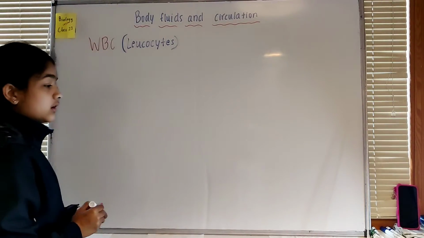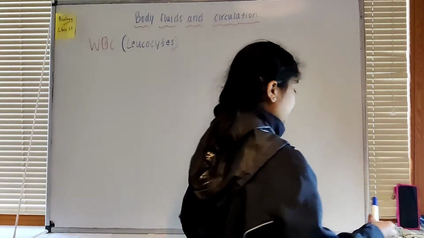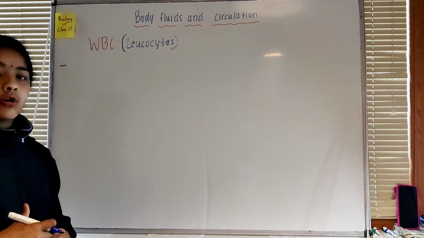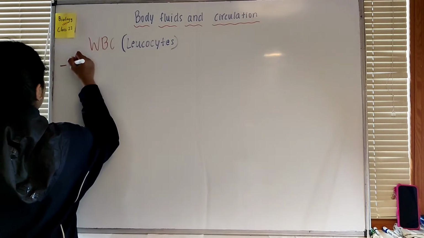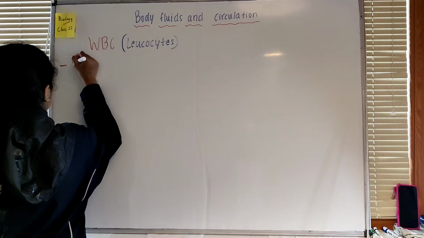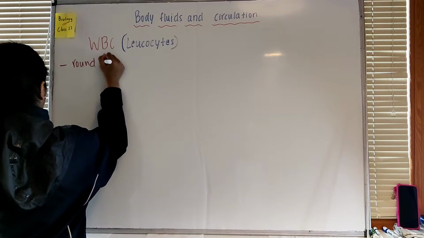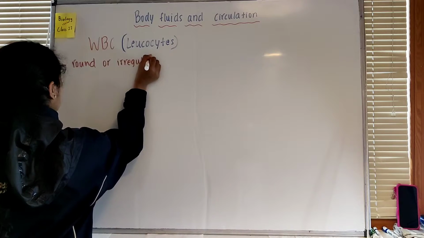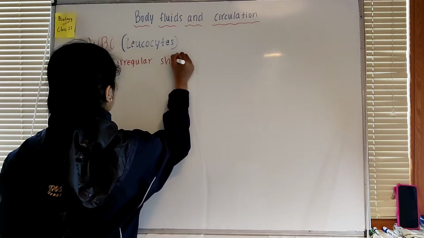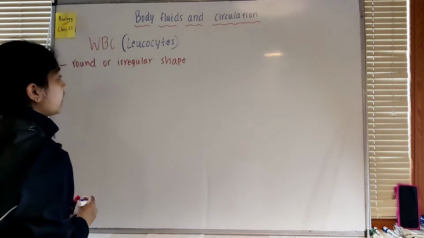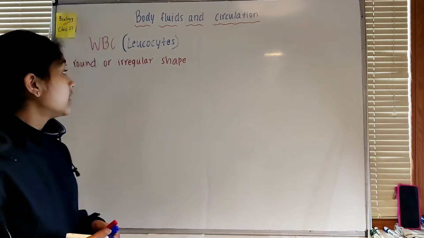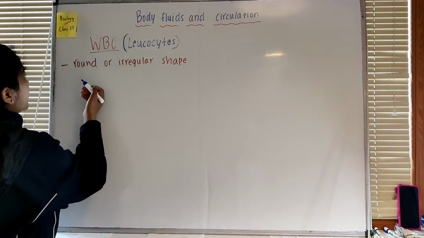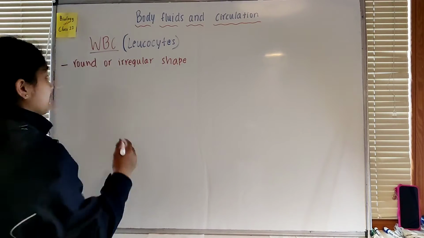Now, the leukocytes, their nucleus or even the cell can be round or irregular in shape. In red blood cells or erythrocytes, we saw that their shape is biconcave. Here in WBCs, they don't have a specific shape. They are just round or irregular in shape.